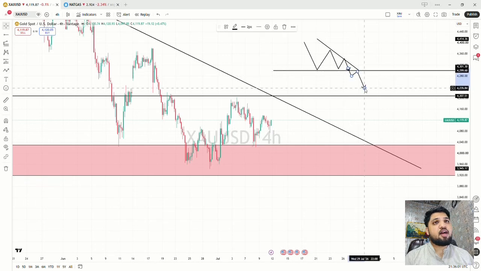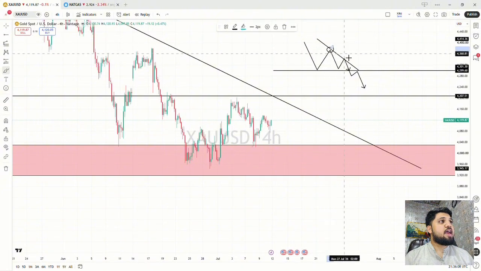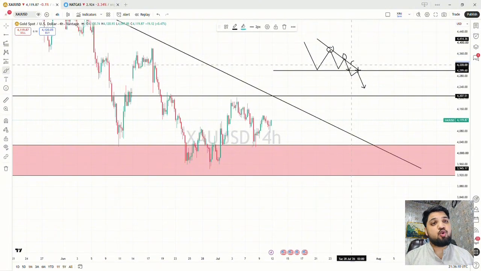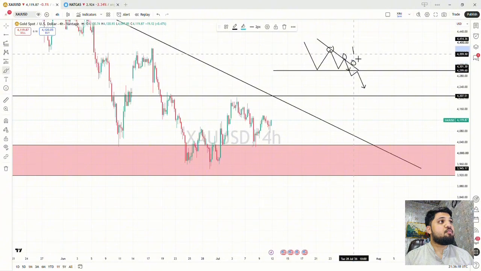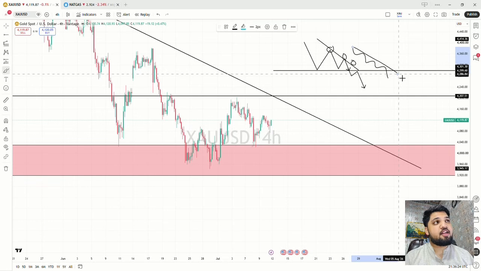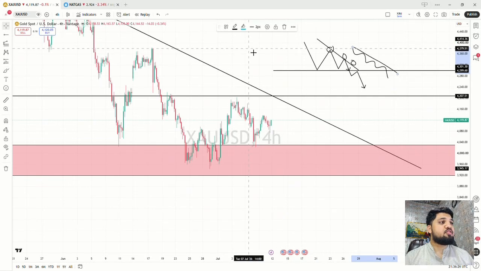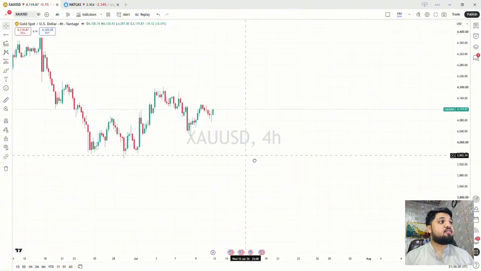Why downtrend? Because every new high of the market, as you can see, this was the first high, this was the second high. Every new high is forming below the previous high. Okay, so as you can see, this is known as a descending type of trend line.